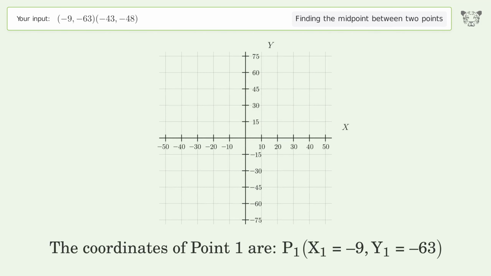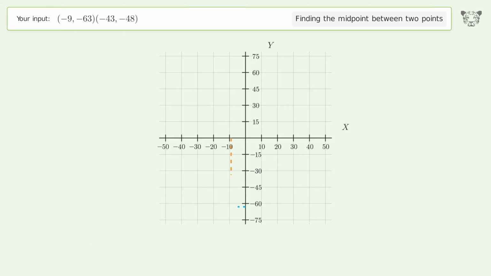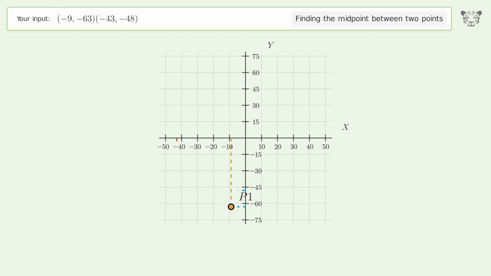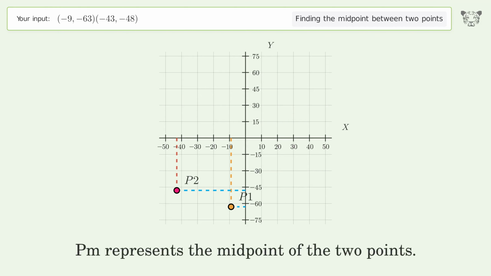The coordinates of point 1 are, x1 equals -9, y1 equals -63. The coordinates of point 2 are, x2 equals -43, y2 equals -48. PM represents the midpoint of the 2 points.